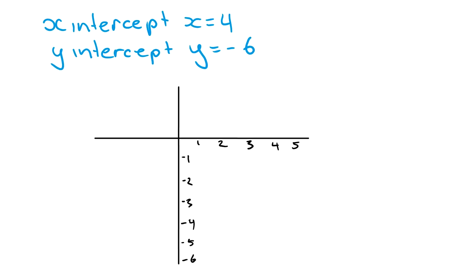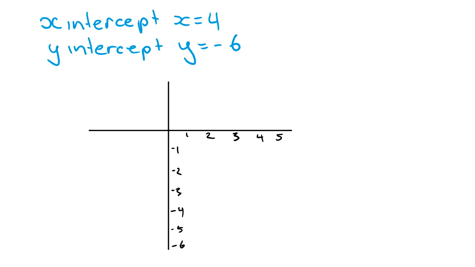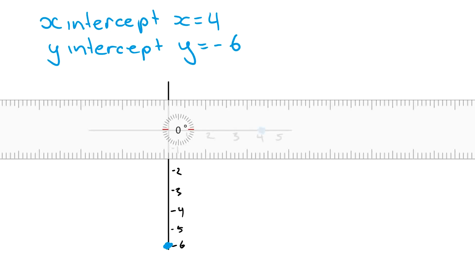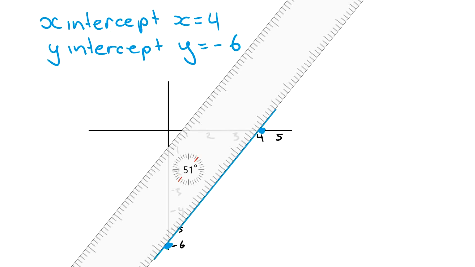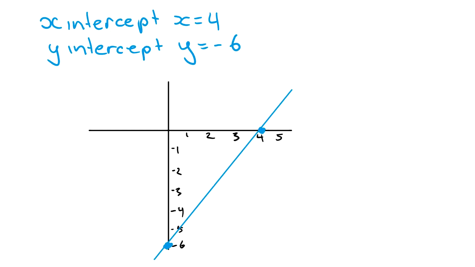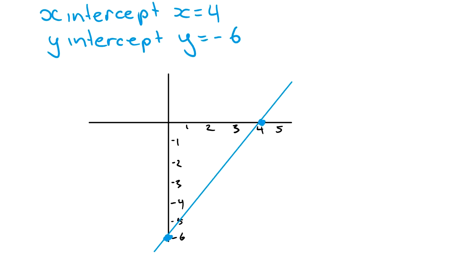If I quickly draw up a number plane, I'm going to put a blue dot here at x equals 4 and a blue dot down here at y equals negative 6. I then get my ruler and draw a straight line connecting those two points, and that is going to be my, what was the equation? 3x minus 2y equals 12.